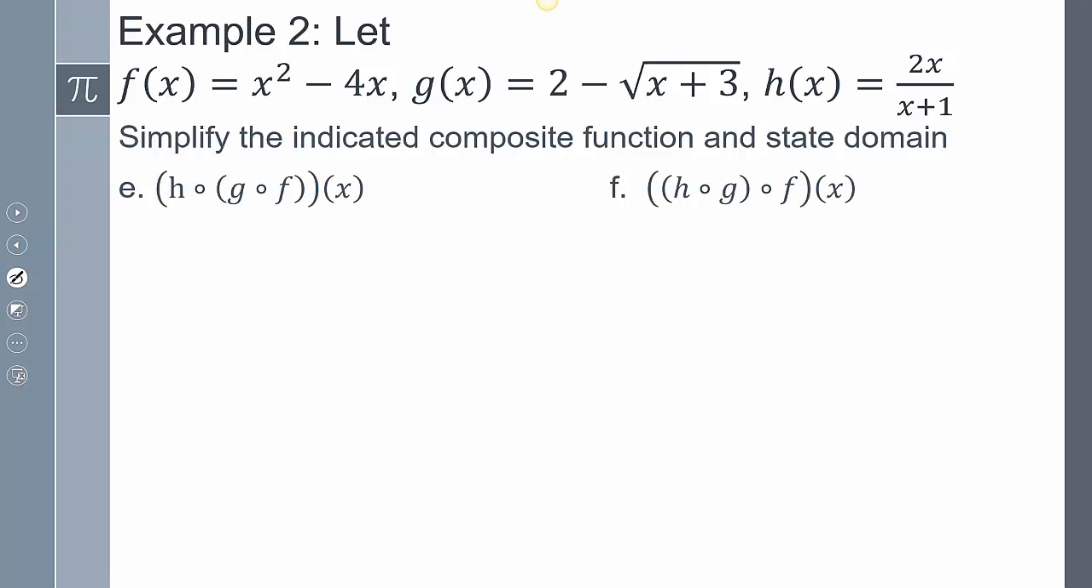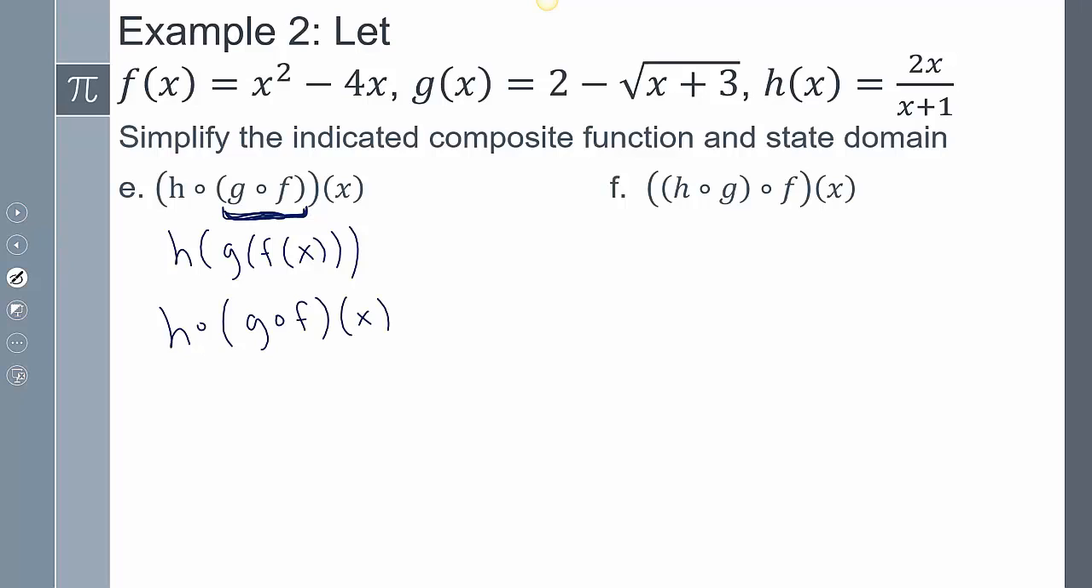Now for part f here, I wanted to contrast this a little bit. These parentheses do matter. For my other one, I was able to say h of g of f of x, because it says do this part first. Another way of looking at it is h of, and then I have to do this g of f of x first, before I plug that into my h function as an input.